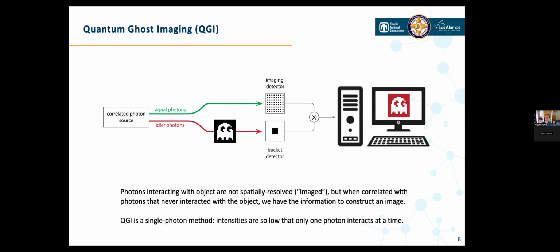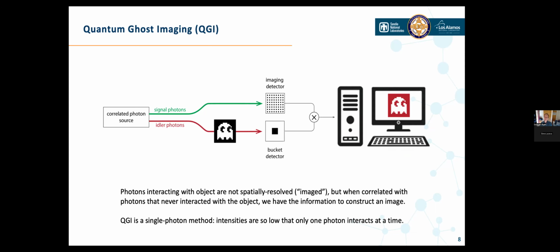And this actually alleviates a lot of restrictions that we have on camera-based imaging, which I'll get to in a second. But whenever that bucket detector detects a photon, it can then correlate with the imaging detector, which says, does it also detect a photon? And when photons are observed in both these detectors at the same time, you can generate an image.